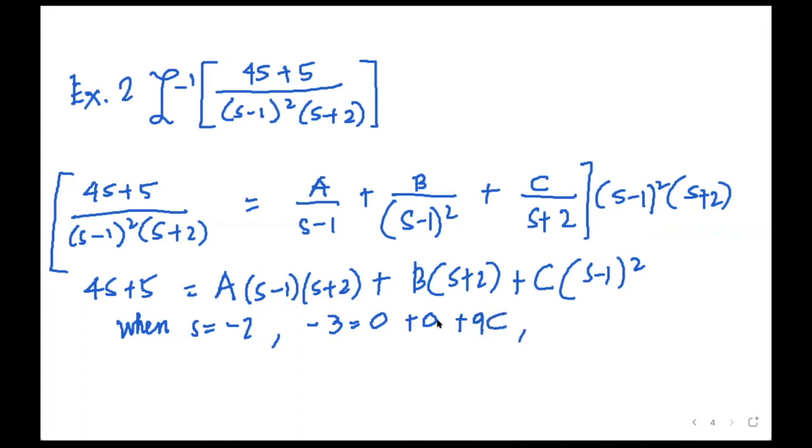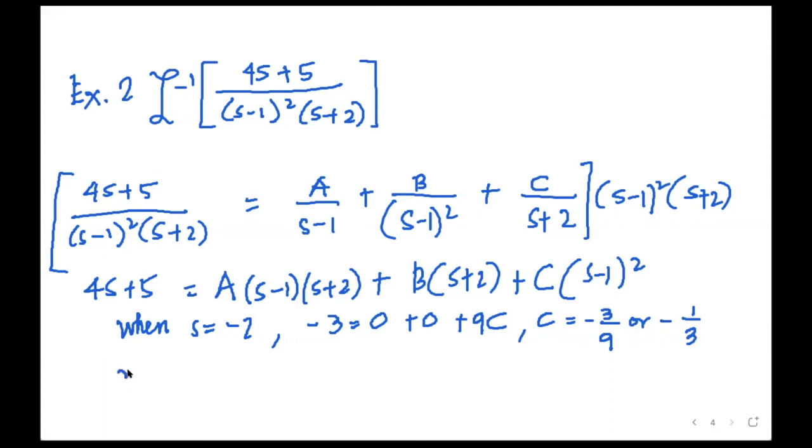That's why, dividing both sides by 9, we have c equal to negative 3 over 9. Or you simplify, this is negative 1/3. That's the value of c. Now, common din yung s minus 1 sa first and last term.